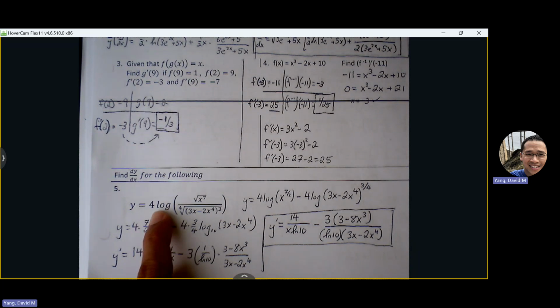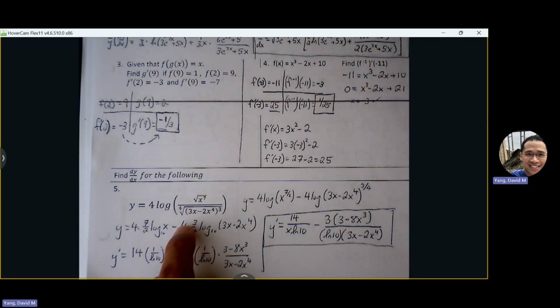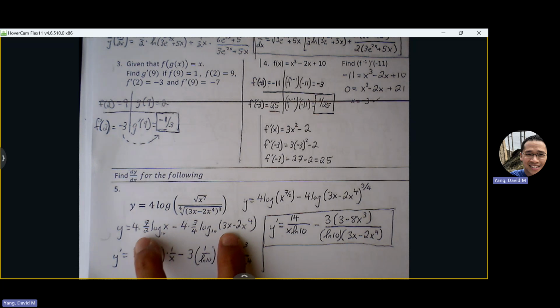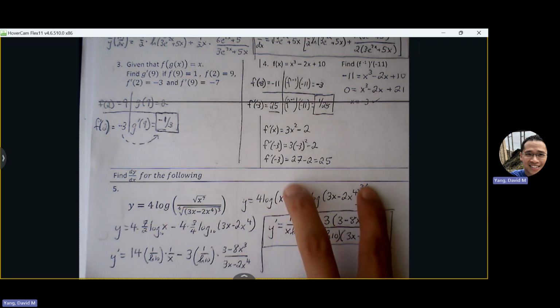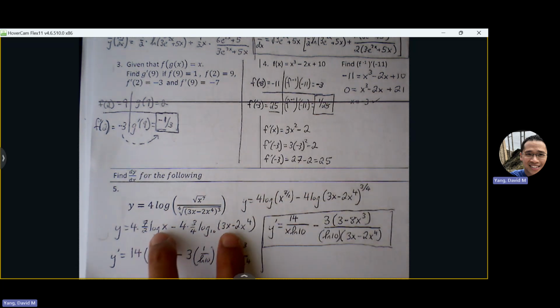All right, number 5 is a log problem. This is not natural log. This is log base 10. But we're going to begin the problem as if it was natural log, right? So we're going to expand out as much as we can. And once we have expanded out using quotient property and then power property, we can then go through u prime over u.